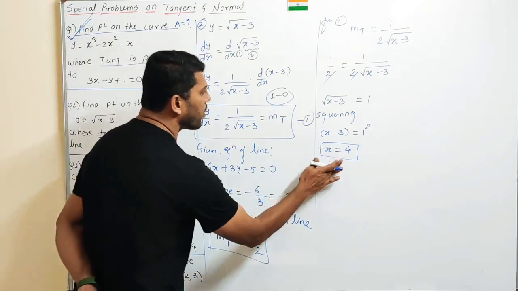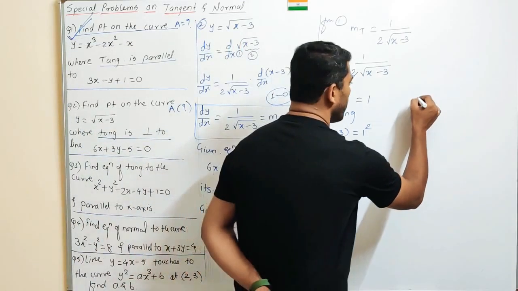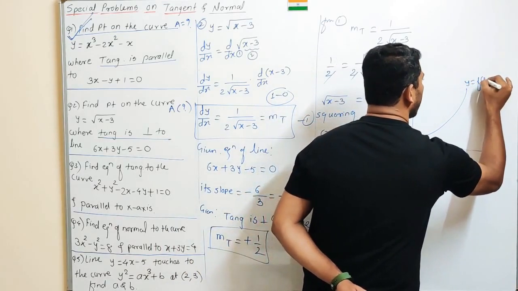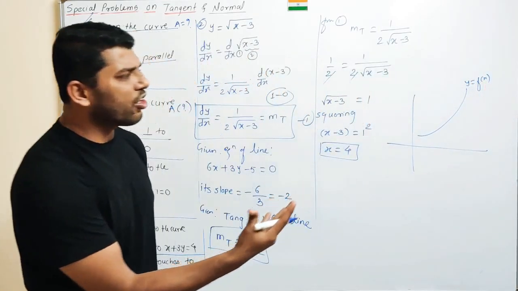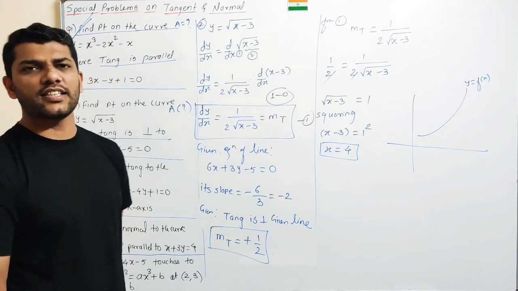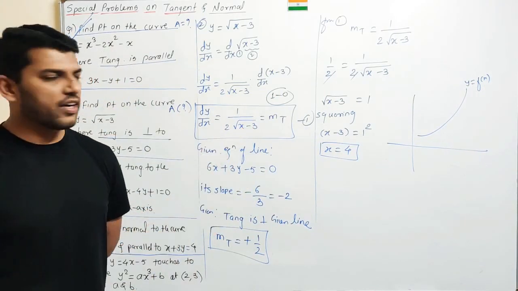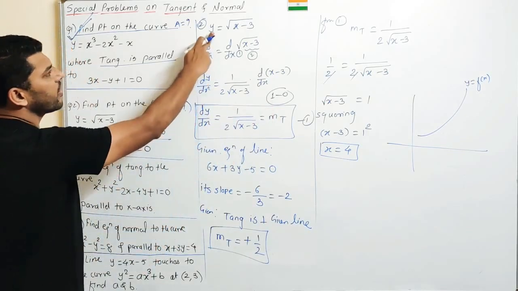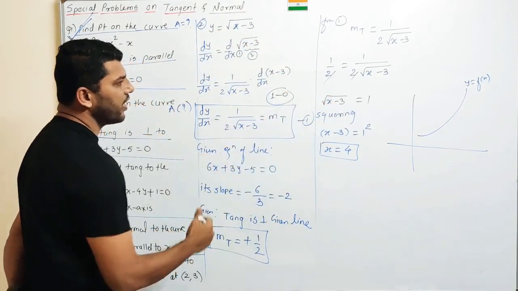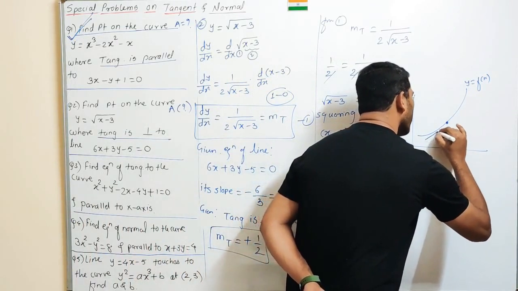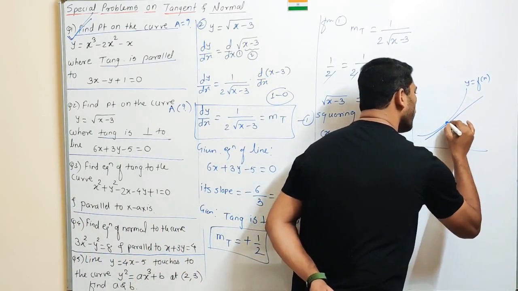Since this point lies on the graph, let me explain with a simple graph. This is the given equation of the curve. Let's say I'm discussing it tentatively, not with the scale, not according to the exact dimensions and points. This is just for the sake of understanding. Let's say this is the given equation of the curve, and we are drawing one tangent to this curve at this point. This is the requirement of the point.